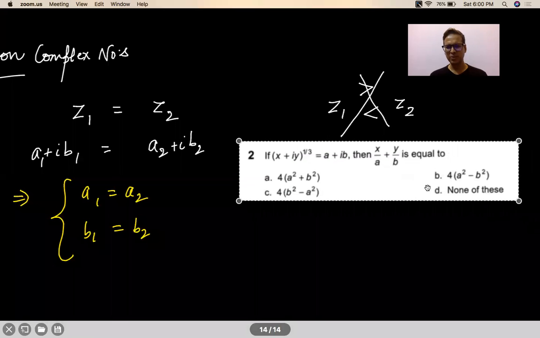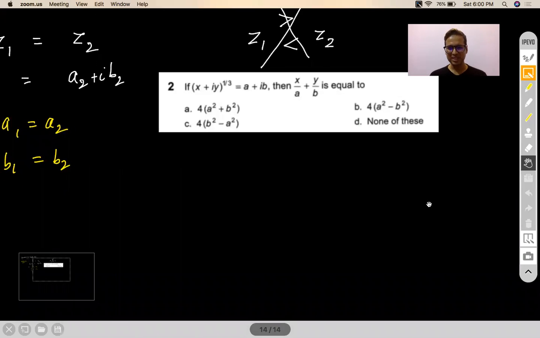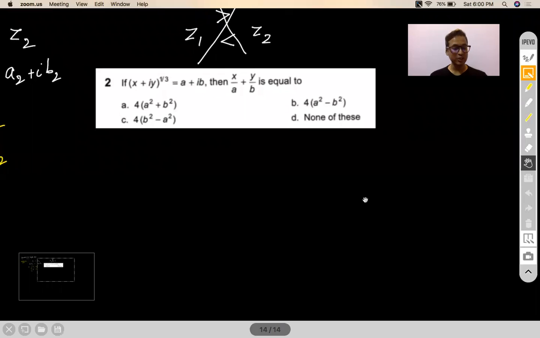This probably would be one of your questions in your R.D. Sharma book or your NCERT for that matter. If (x plus iy) to the power 1/3 is a plus ib, then x by a plus y by b is equal to which of the following options? Would you like me to run a poll for this, or would you like me to solve it?